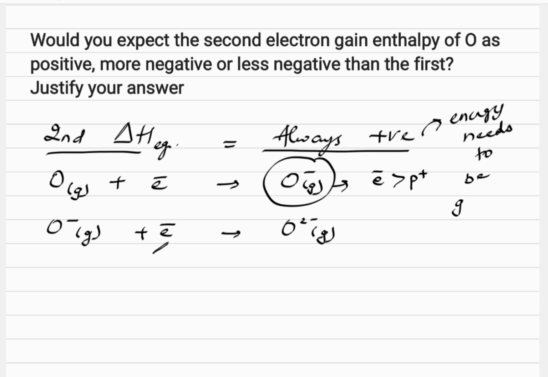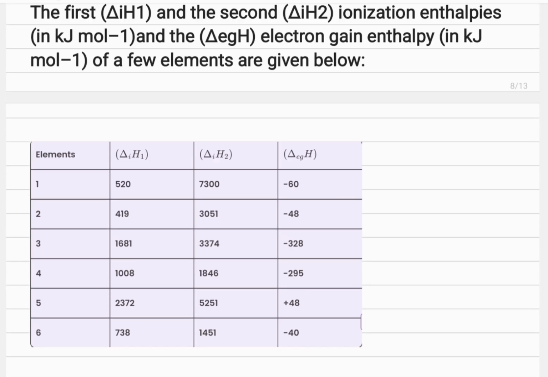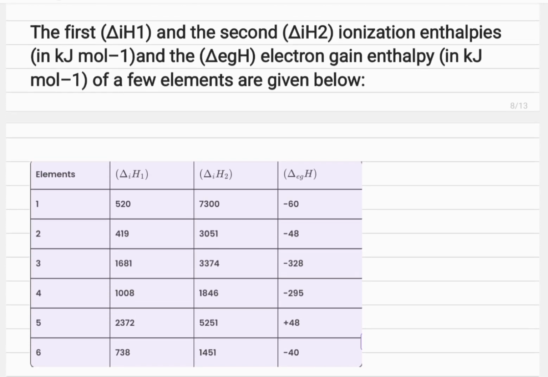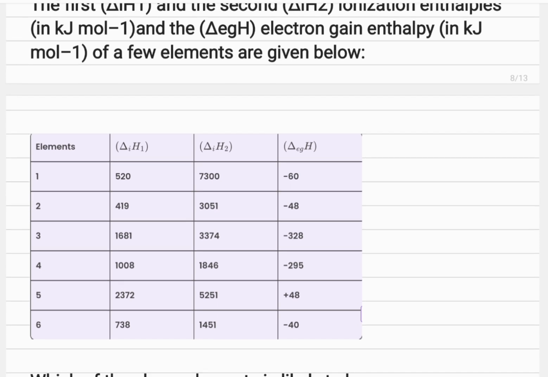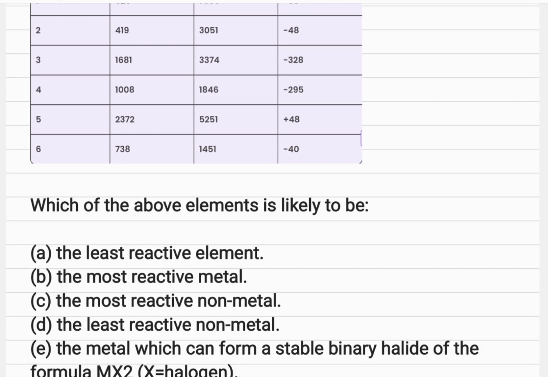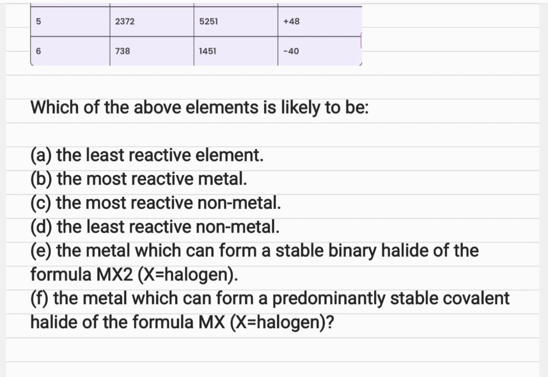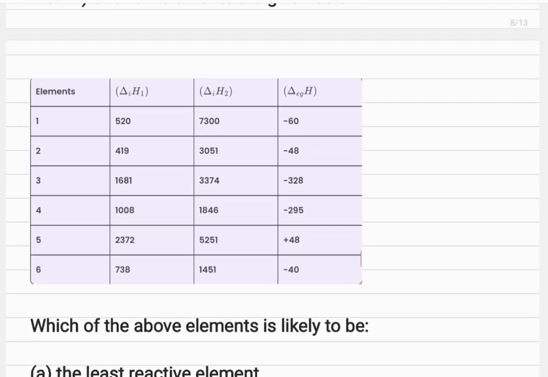Needs to be given to add one more electron to an already negative ion. Moving on to the next question. Okay. So first ionization energy, second ionization energy, and electron gain enthalpy for a few elements are given. These values are given. We have to answer these questions based on the data provided.